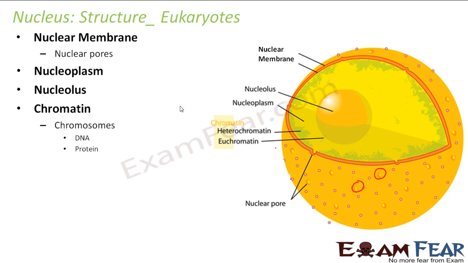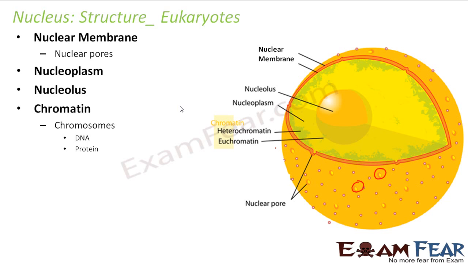So the outer covering of the ball is the nuclear membrane. Inside the ball, a fluid is present, that is the nucleoplasm. Now in that nucleoplasm, at the center, you have another sphere, that is the nucleolus. Again in that nucleoplasm, you have some thread-like structures, which are called chromatin. Now from these chromatin, chromosomes are formed.